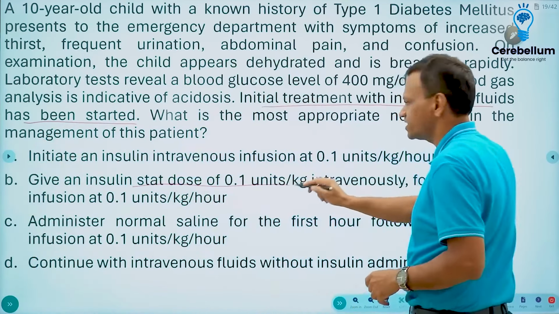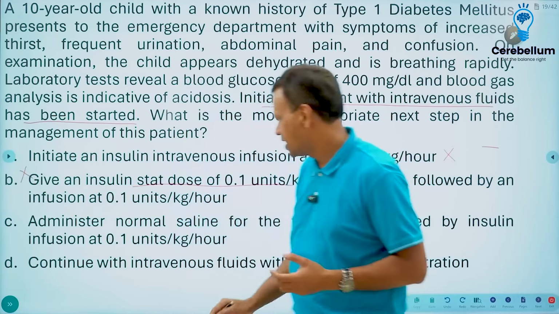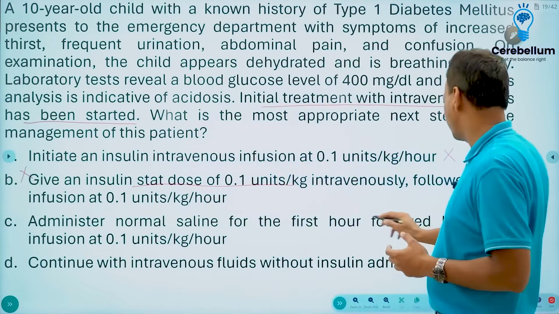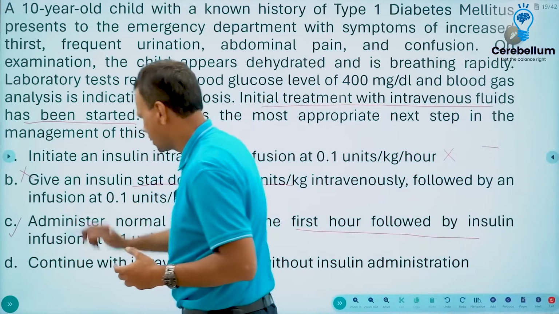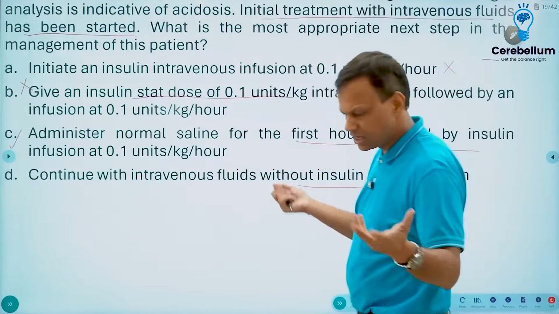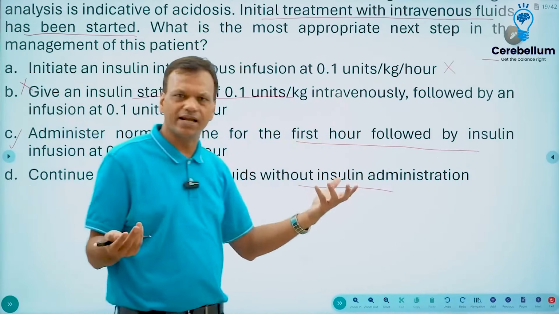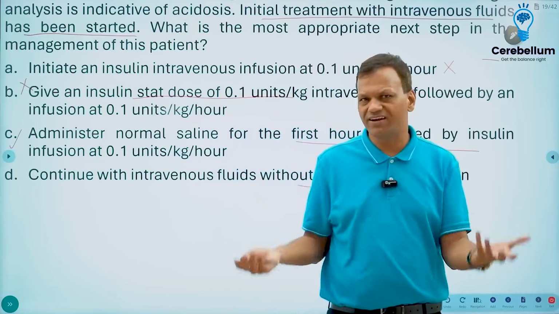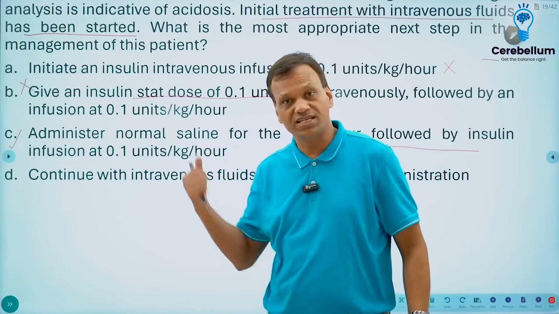Insulin stat at a dose of this, that means bolus dose. No, this is not recommended in the new guidelines. Then administer normal saline for the first hour followed by insulin infusion. So that is the right answer. And continue IV fluid without insulin, that is a wrong thing. Obviously, insulin is required for diabetic ketoacidosis. So hopefully this guideline you all know already. So I'm just revising these guidelines, not much controversy if you know these new guidelines. So these are in children.